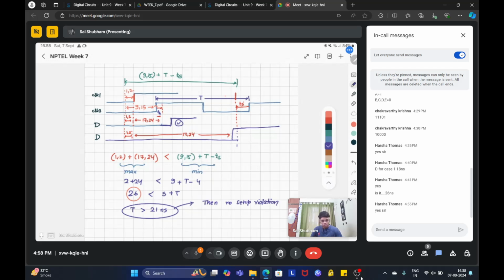Is this clear? If you want me to explain any part, you can ask.